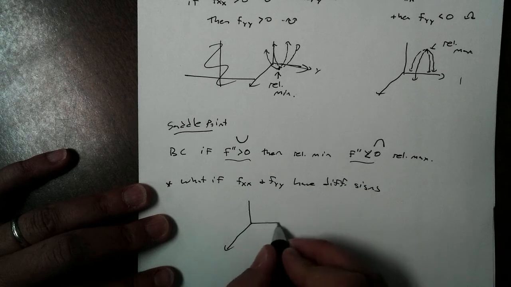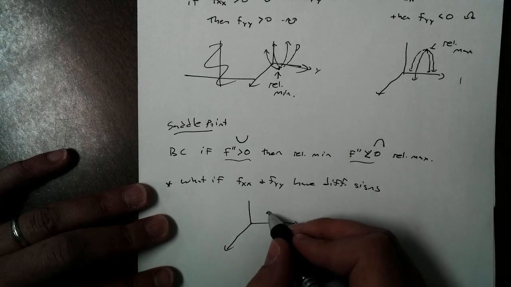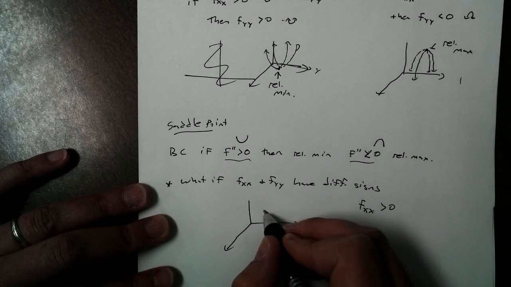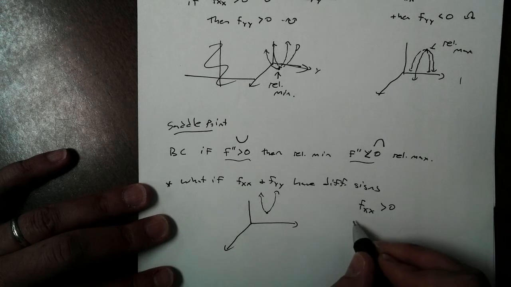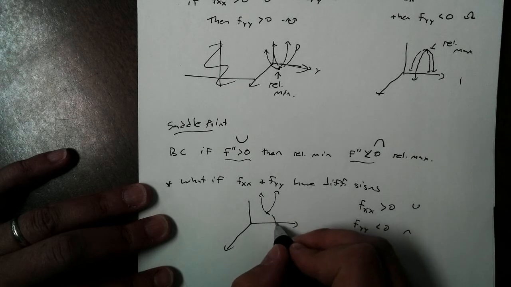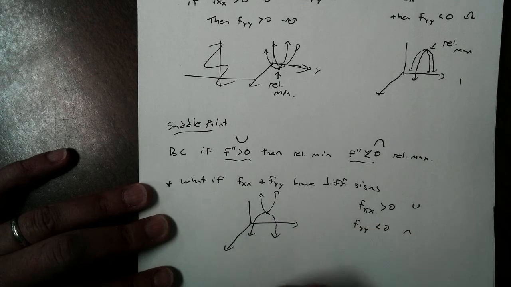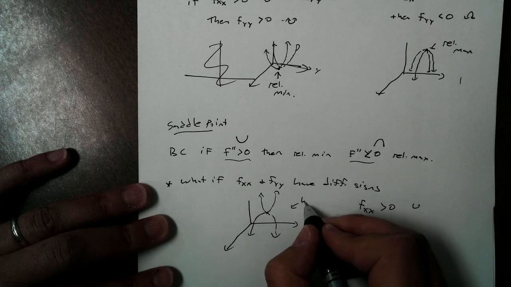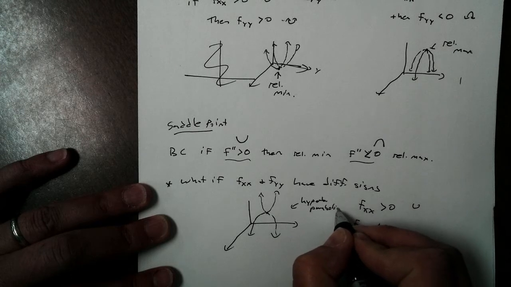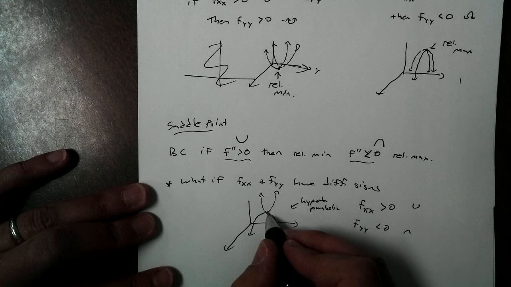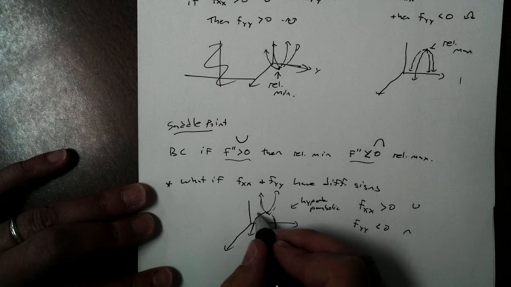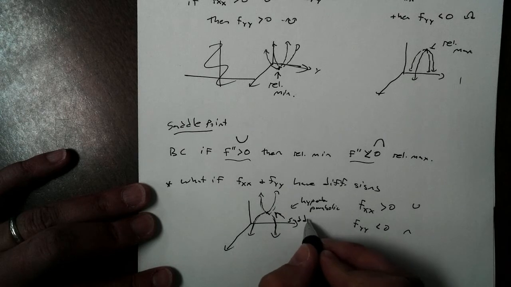So if I try drawing that, here's my critical point. Let's say fxx was positive, so in the x direction we're heading up. And let's say fyy was negative, so this is concave up, this would be concave down. And we get a function like this. Now if you notice, this kind of looks like our hyperbolic paraboloid. Like, this is the hyperbolic paraboloid at that center, where one part's concave up and the other part's concave down. And therefore, at this critical number here, we have a saddle.